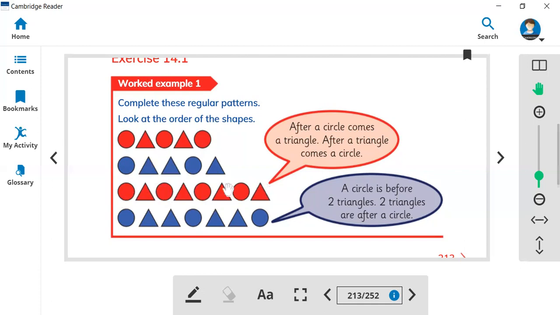So let's look at this red line. Look at the pattern. Look what things are repeating. A circle after a triangle. Then circle, triangle, circle, triangle, circle, triangle. So what comes after the triangle? The circle. So in this way, we can make patterns, okay? And what can be the probability after the triangle? The circle. So look at the blue pattern. A circle, two triangles, circle, two triangles, circle, then two triangles. So in this way, you can make patterns of the shapes.